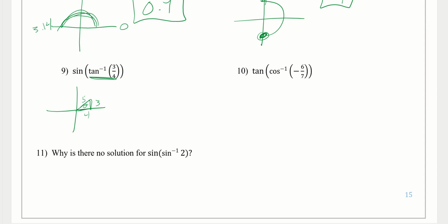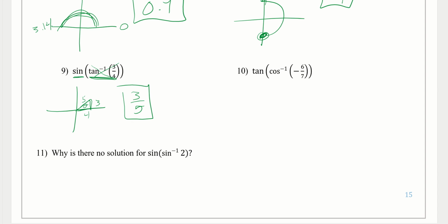And so now what I do, once I set it up, I kind of ignore this. And now I solve for sine, right? So sine of this angle would now be 3 opposite over hypotenuse. So 3/5.